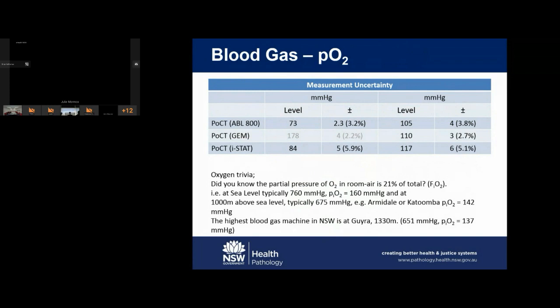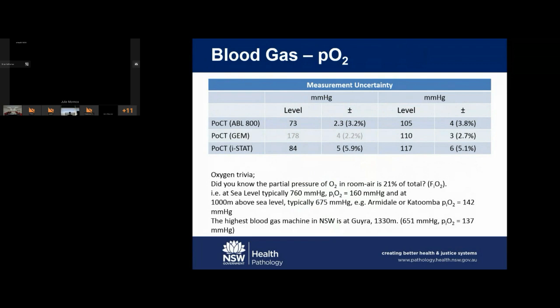Precision-wise, looking at this table, the I-STAT appears not to perform as well as the other two blood gas machines, and that's because of the pre-analytics in delivering the QC and QAP samples to an I-STAT cartridge compared to getting the sample into those other blood gas machines. A bit of trivia there for you to have a look at.